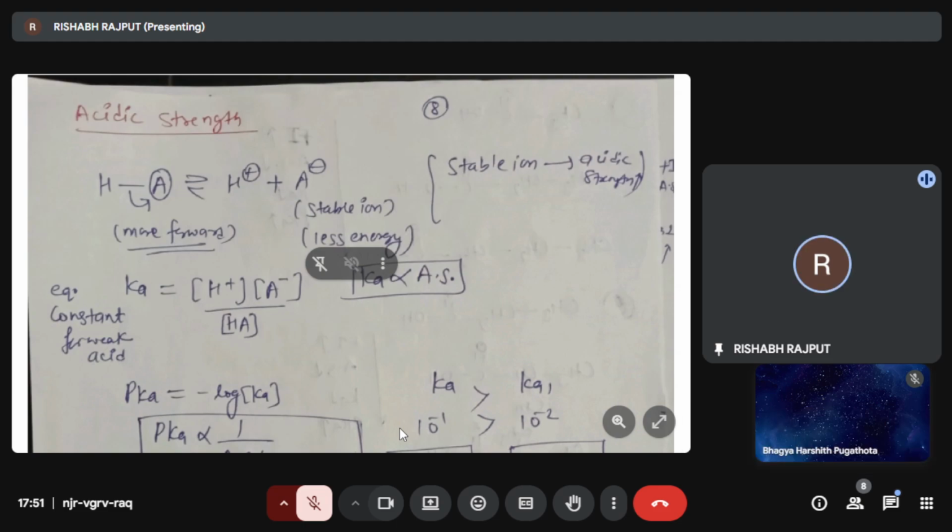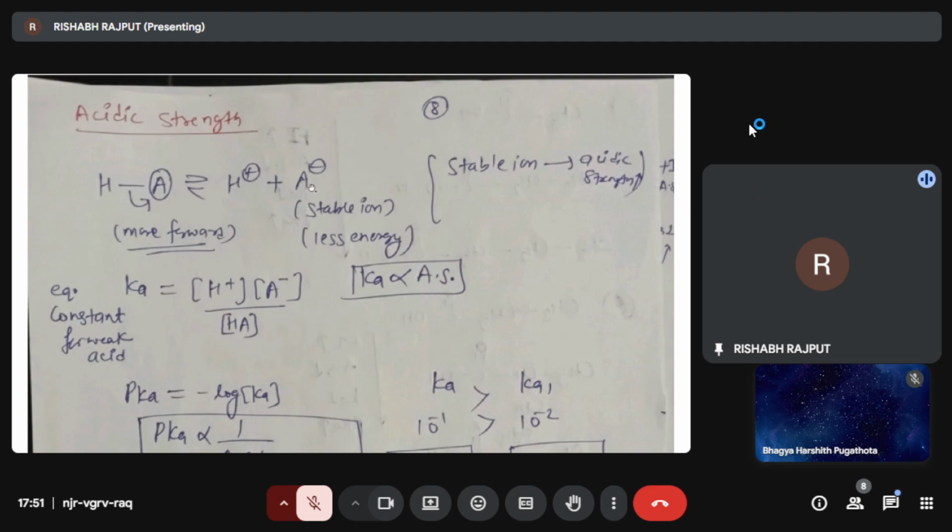Let me repeat. I am saying HA is an acid. If you want to break it, you will make H positive ions and A negative ions. For acidic strength, you want more H positive ions to form. In this case, the forward direction will happen easily, which is good. But you do not want A negative and H positive to combine again and make HA again.